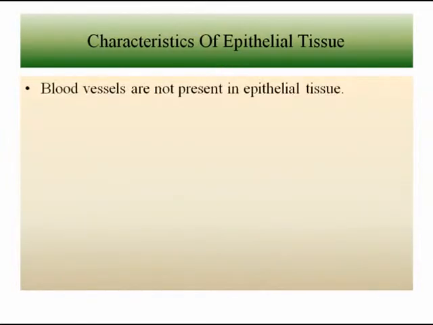The next point is, blood vessels are not present in epithelial tissue. Actually, epithelial layers are avascular, or you can say these are without blood vessels. So, they must receive nourishment by way of diffusion of substances from the underlying connective tissue through the basement membrane.